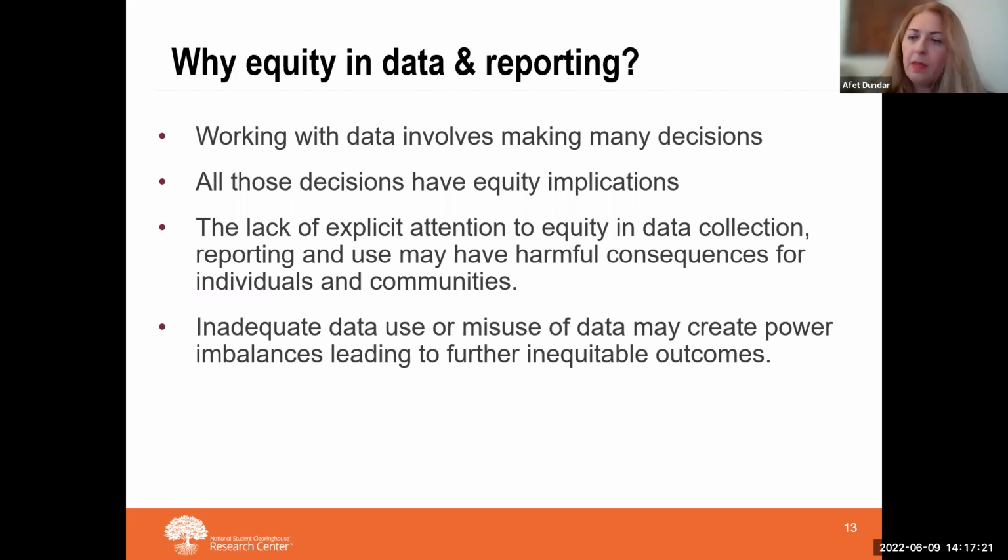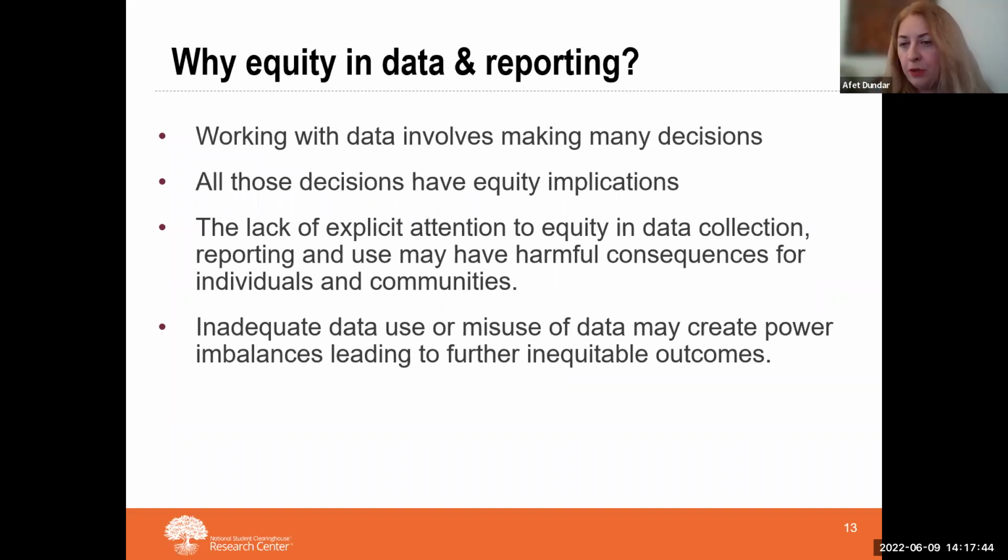And those decisions have equity implications. Without explicit attention to those decisions, what decisions we are making in data collection, or reporting or producing outcomes, it may have harmful consequences for individuals and communities.